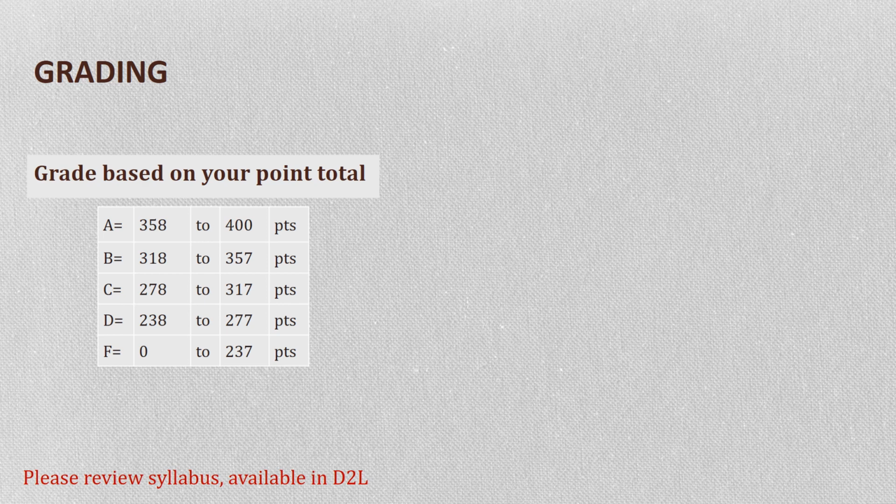Students always ask me about grading. How do I earn an A in the course? Please review this in more detail in our syllabus available in D2L. But here, let me give you an example. So our letter grades are based on the total points you accumulate throughout the semester. And if you want an A, which I hope everyone does, you'll notice on the listed point thresholds per letter grade that you need to earn 358 points from now until the end of the semester, and then you're guaranteed an A.